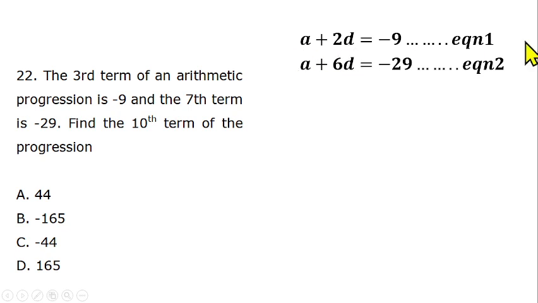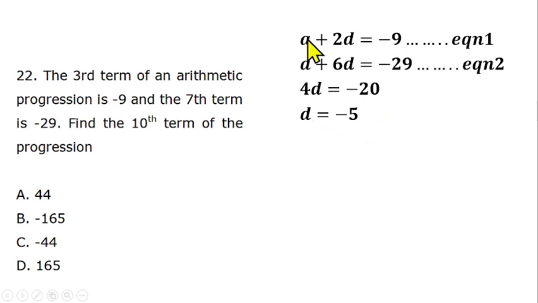We can subtract equation 1 from equation 2. That will give us A minus A, which gives 0. 6D minus 2D will give us 4D. Minus 29 minus 9 will give us minus 20. Divide both sides by 4. That will give us D equals minus 5.